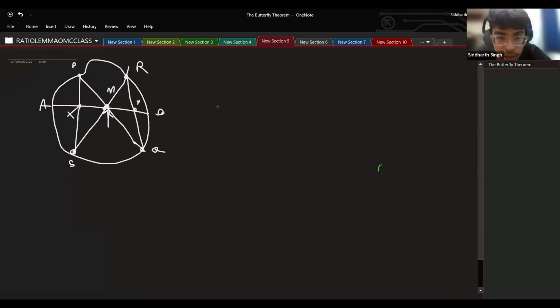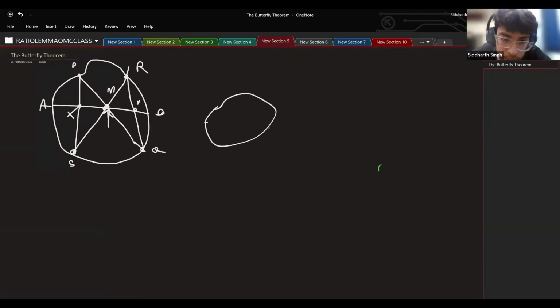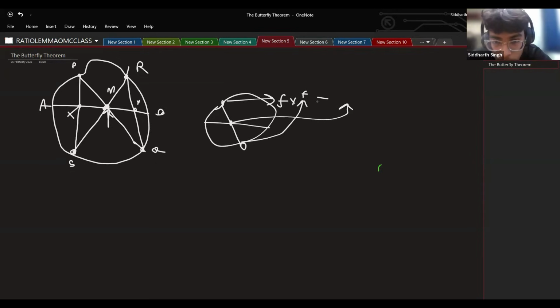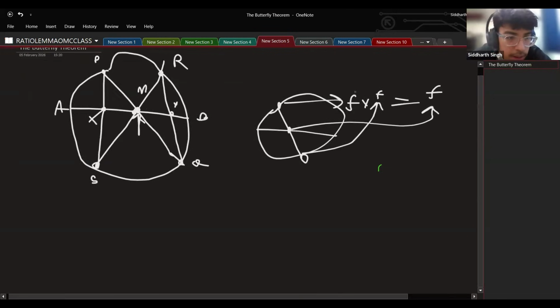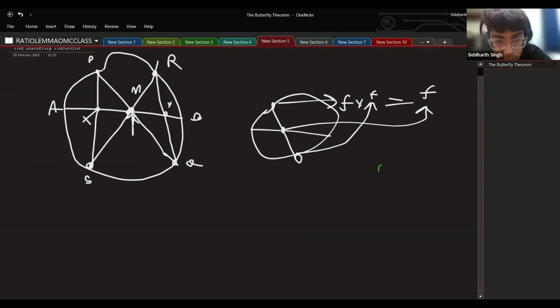The main thing to note is these 3 points are very well related. Like f of this and f of this multiply out to f of this. Just try to use this. This is doable with this.